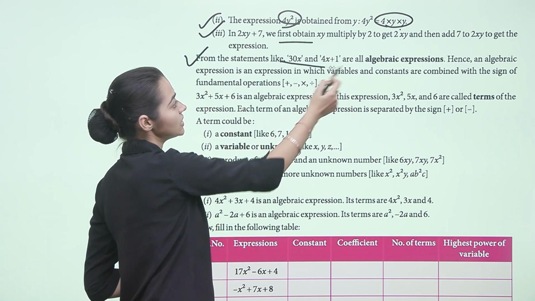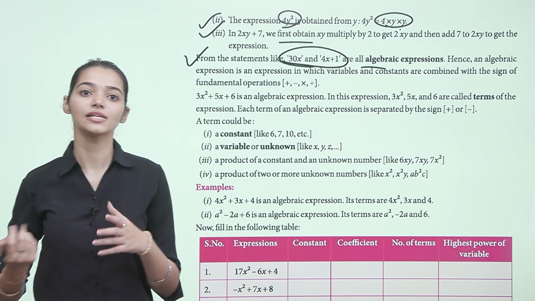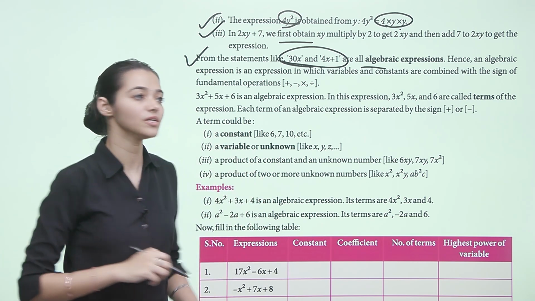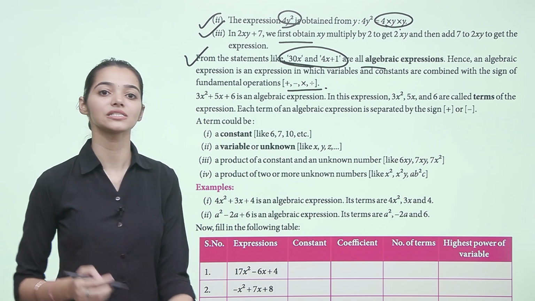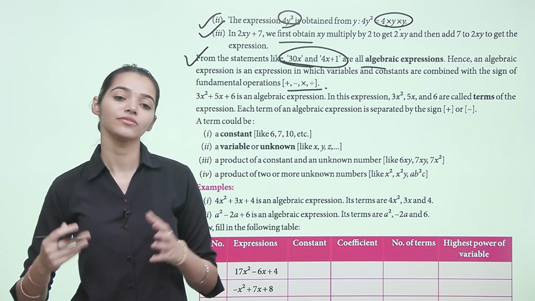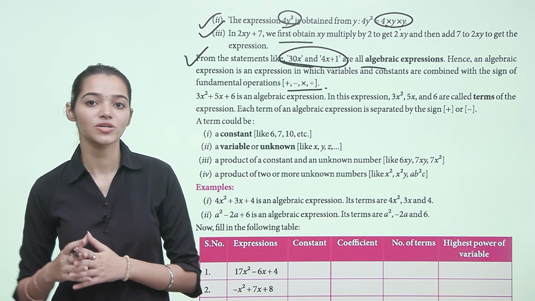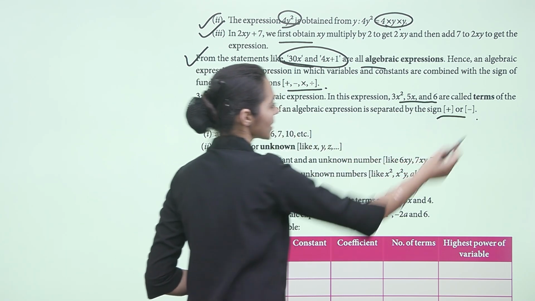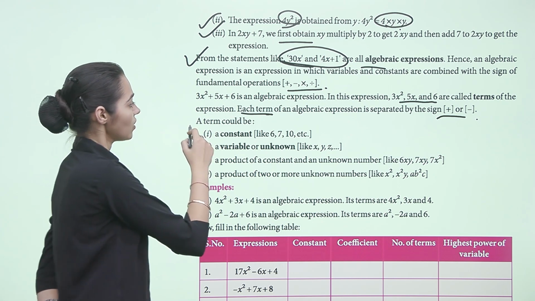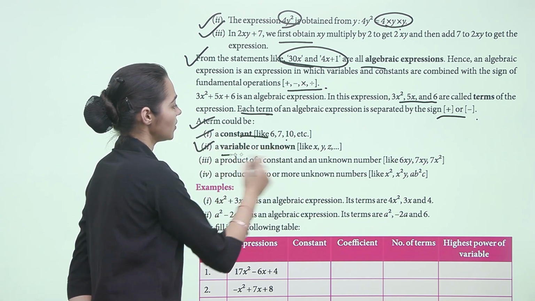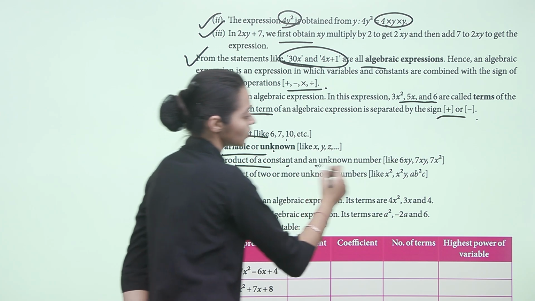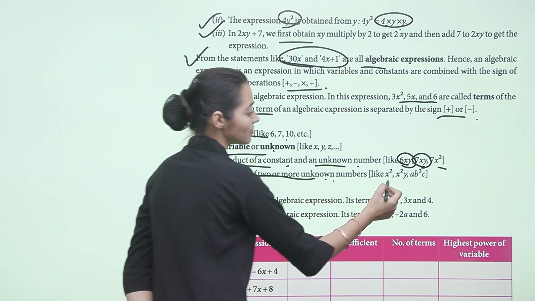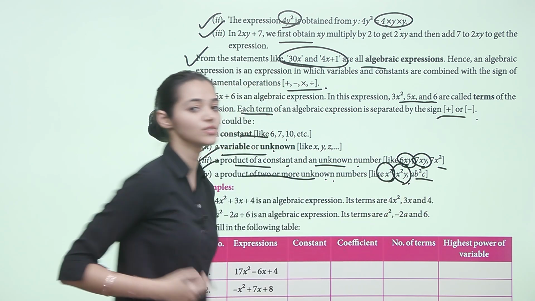So from the above statements, these are our algebraic expressions. Hence an algebraic expression is an expression in which variables and constants are combined with the fundamental operations, that is plus, minus, multiplication and division. Now this is another algebraic expression and these are our terms. Each term is separated by plus and minus. A term can be a constant, a variable or unknown, a product of a constant and an unknown like 6xy, 7xy, 7x square, or a product of 2 or more unknowns like x square y and so on.